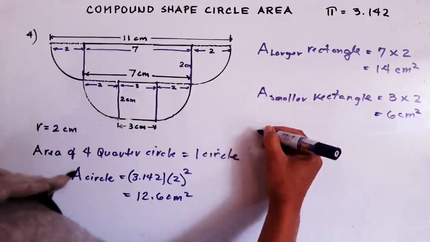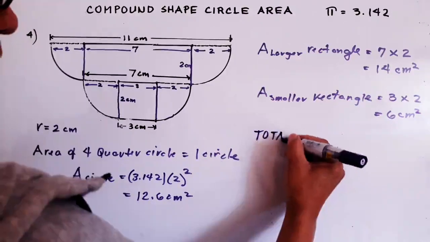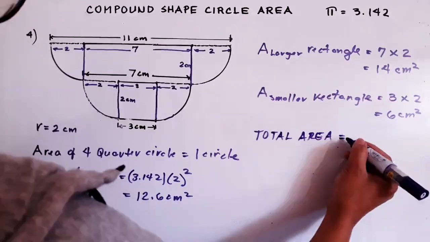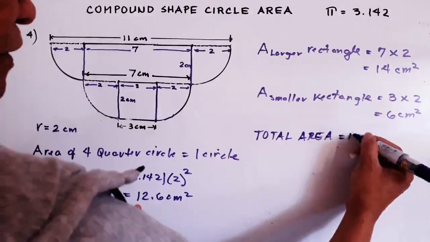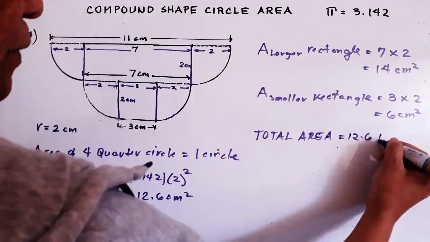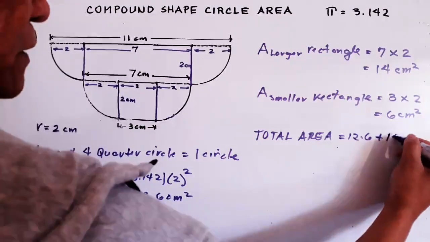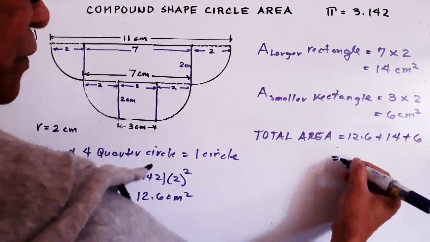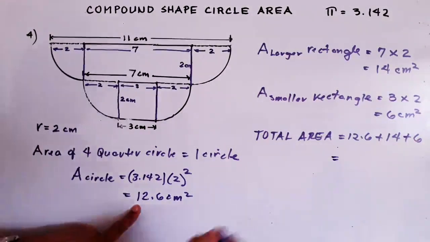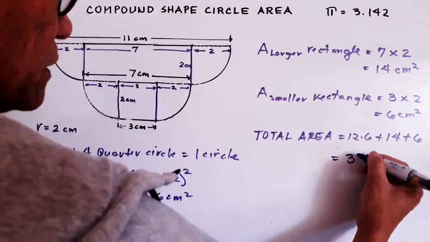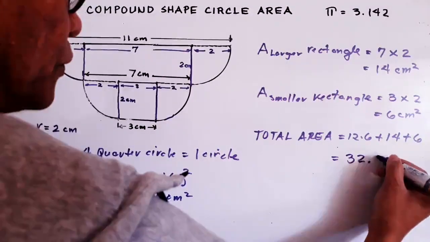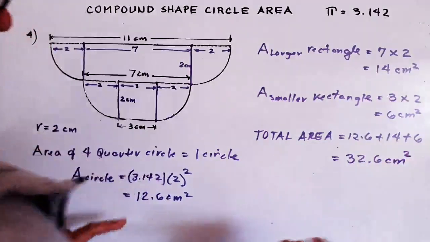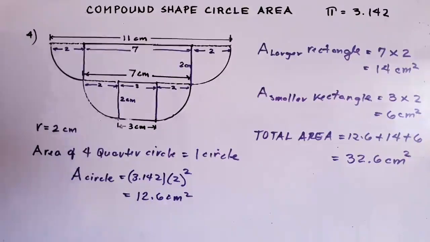To get the total area of this figure, total area is equal to 12.6 plus the 14 plus the 6. So we have the total area of our figure is equal to 32.6 cm squared. That's all, class. Good day and see you next time.